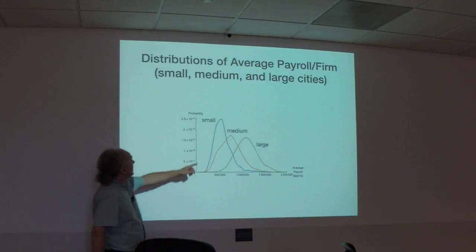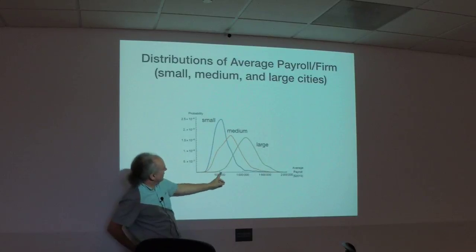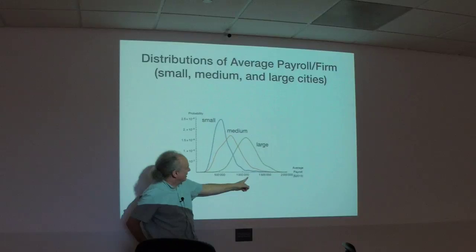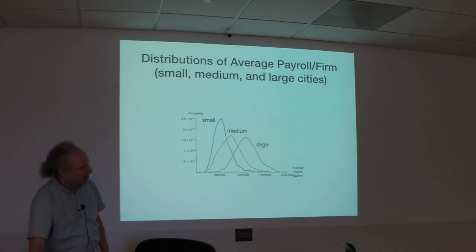And you get then that average payroll per firm is also, notice there's quite a big difference. In a small city, the average payroll is $500,000. In a big city, the average payroll is well over $1 million. So that's a large effect.